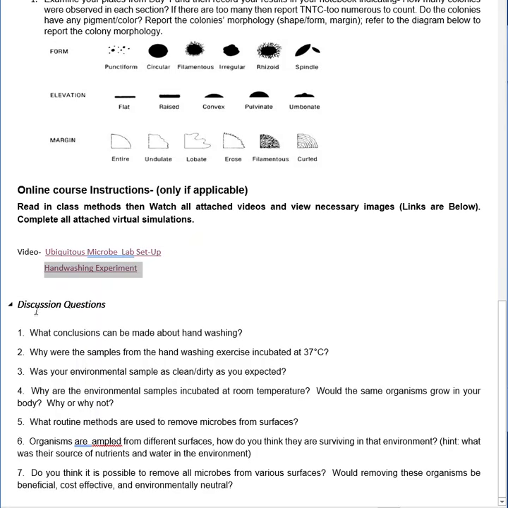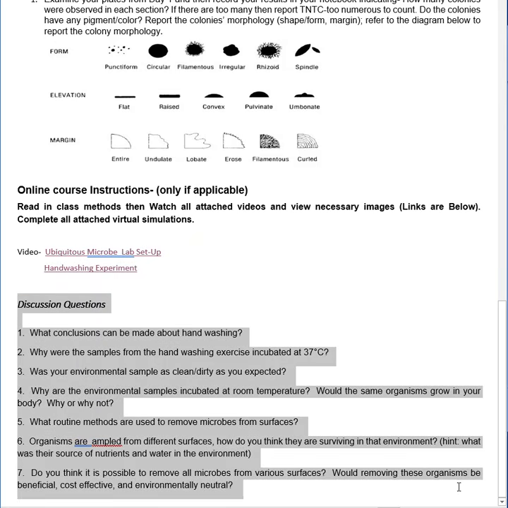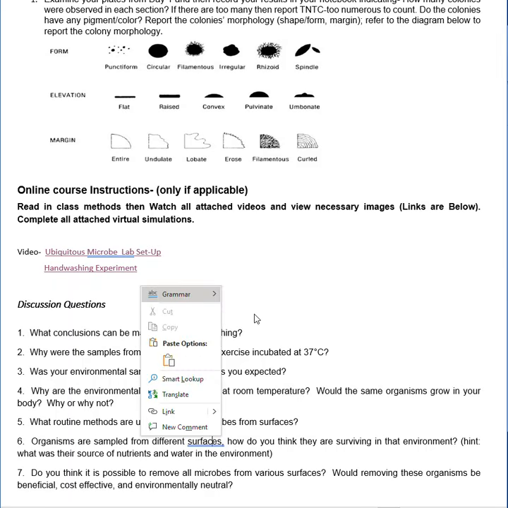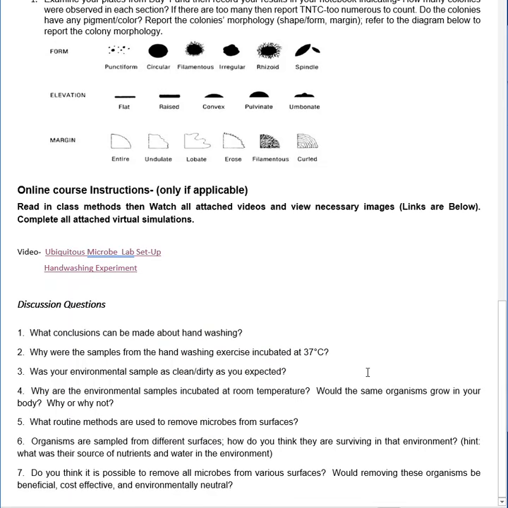And again, I want you to do these questions, please. Sampled. I think that should be sampled. Yep, I think it's too far apart. There we go. Different surfaces. Okay. Getting our grammar right so I can get these annoying things off there.